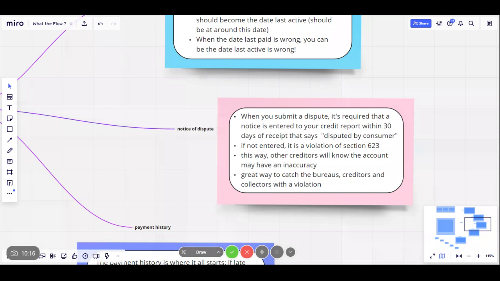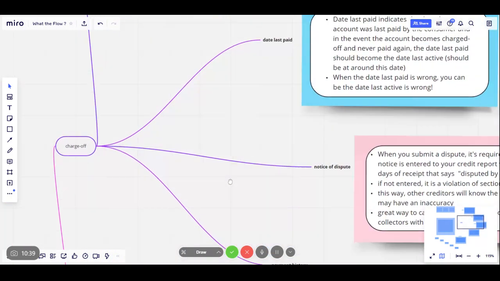Okay. So as you can see, this can be very, very important when you're dealing with other creditors. You can lose your positive accounts because your negative accounts are not marked as in dispute. And this is also a great way to catch the bureaus, creditors and collectors with a violation. And once again, it is FCRA 623. And if it is the collectors, then it's 807 FDCPA. Okay. So there's a lot of things that you can go after with this.